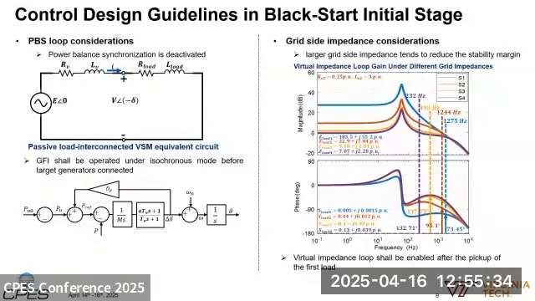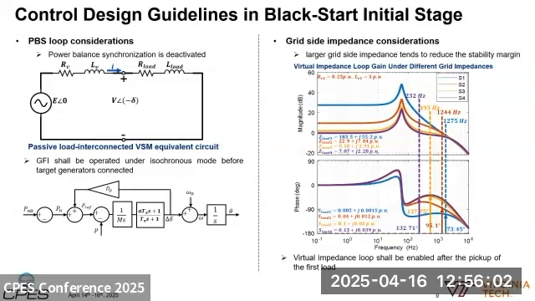And as we mentioned before, the GFI controller should be carefully tuned and designed, especially under the very weak grid in the black start initial stage. This will involve stability consideration of the impacts from various control and system factors. And due to the time limitation, here we only present two important examples. One is the consideration of PBS, as shown by the equivalent circuit here.